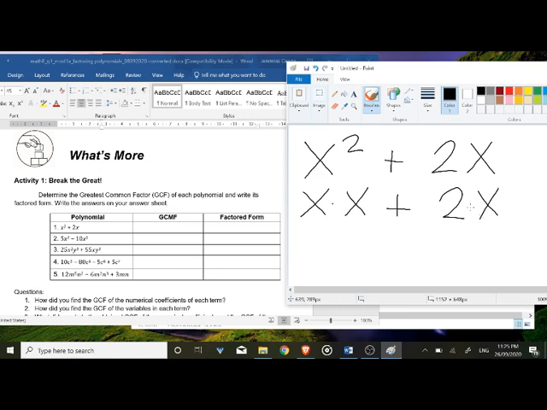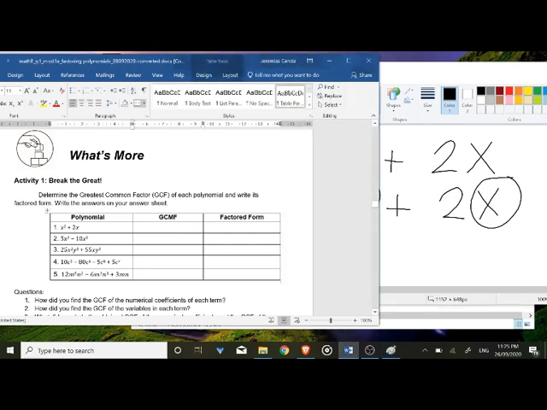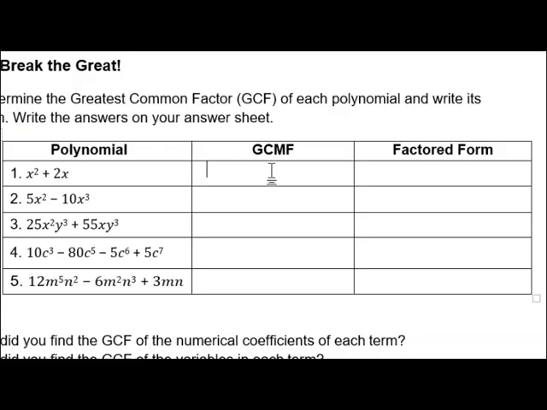So, ano yung common factor ng dalawang term? Ano ang common factor nila? So, clearly, x, no? May isang x si first term, may isang x rin si second term. Therefore, ang GCMF nila ay x. So, lagay natin dito si x as the GCF or GCMF, greatest common factor or the greatest common monomial factor.